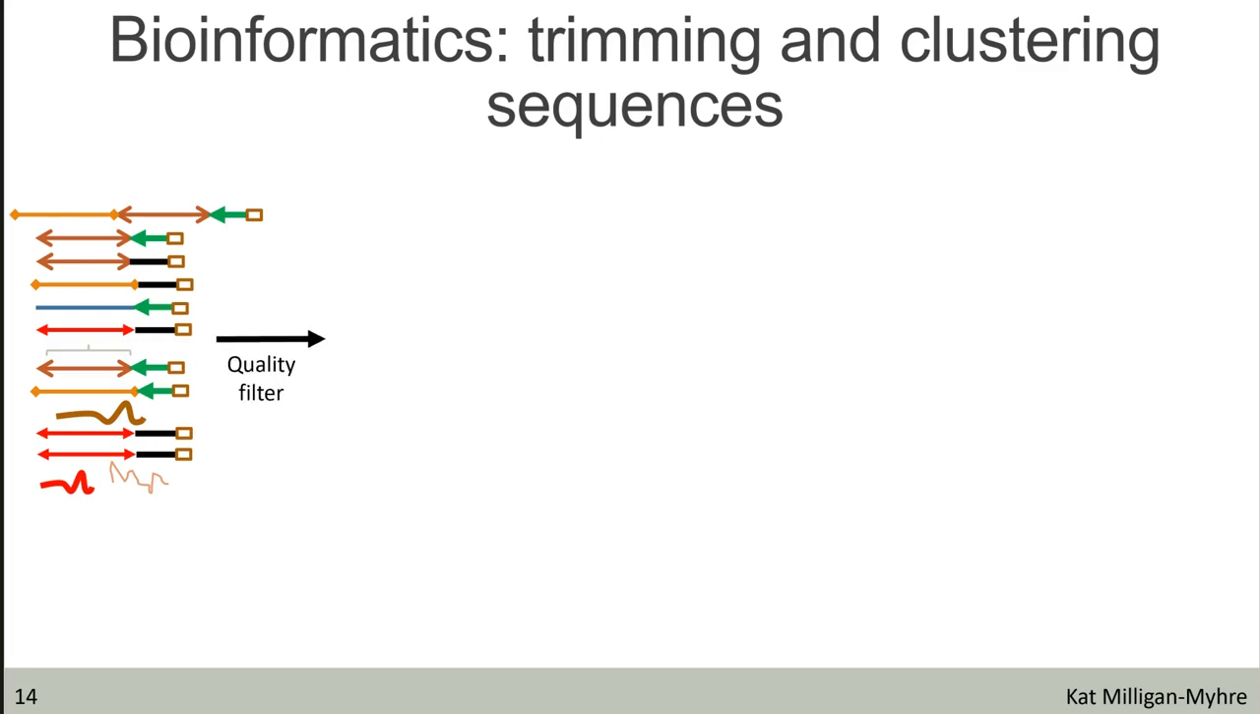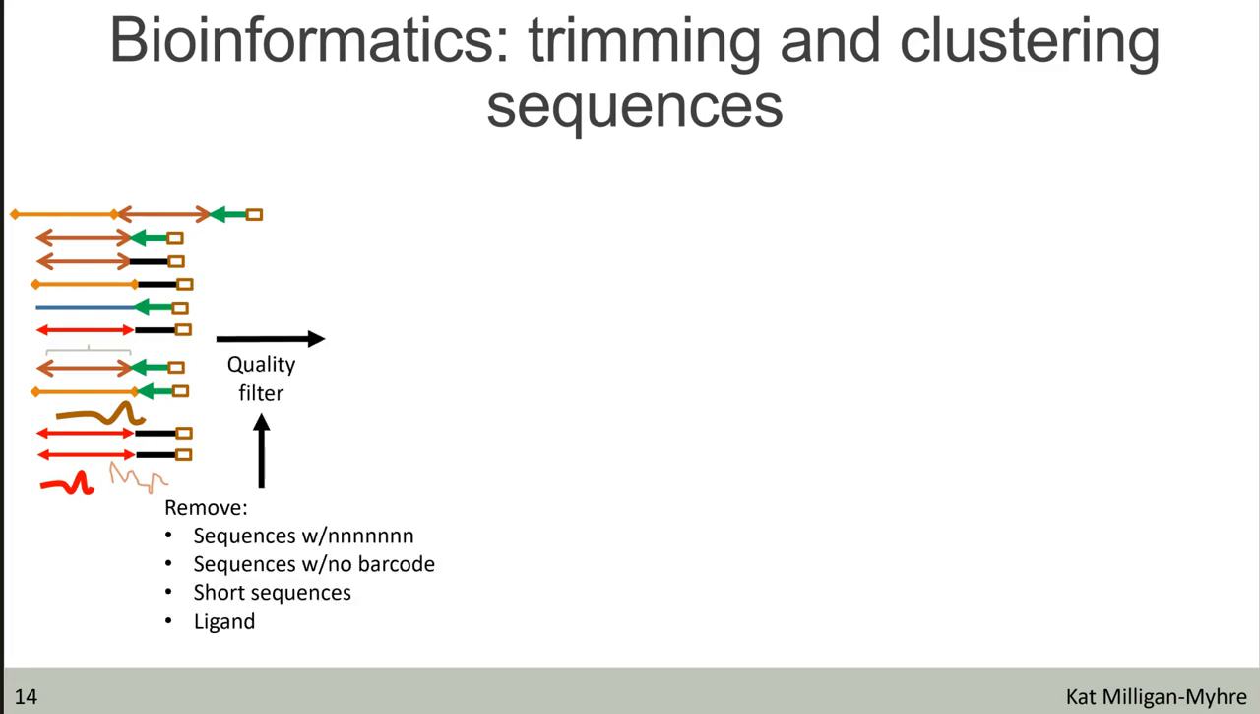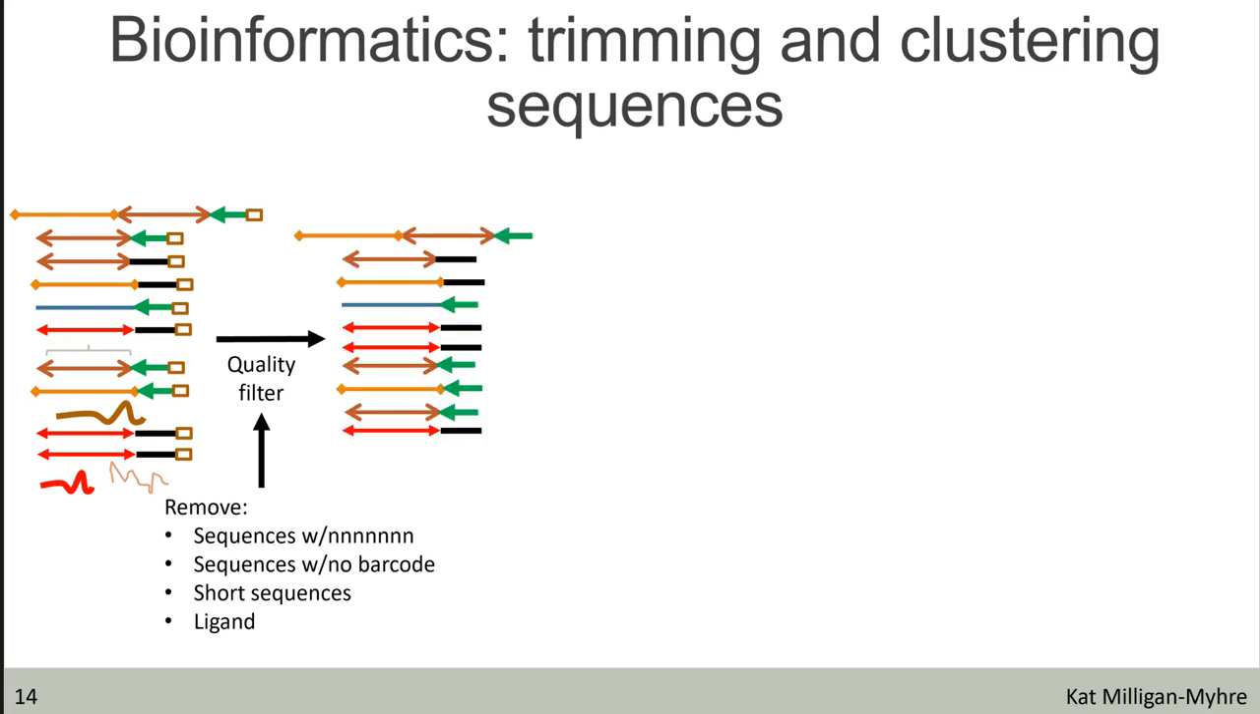So you want to get rid of that random junk. So you do something called a quality filter. In this quality filter, you get rid of any sequences that have a lot of N's. N is when the machine can't identify whether that's an A, a G, a T, or a C. You get rid of sequences with no barcode. Remember, this barcode tells you which sample this came from. You get rid of any really short sequences because that probably was a bad sequence. And you get rid of the ligand. That's just what holds the barcode and the index together. And you get rid of the index.